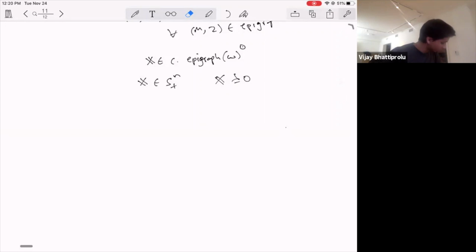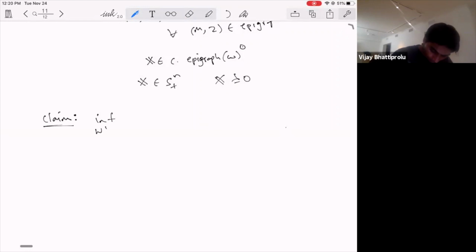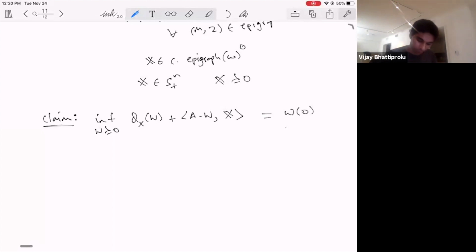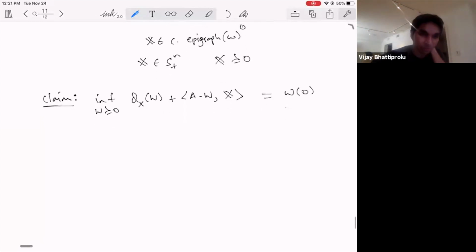The way we're going to show it is this. Claim: the infimum over PSD W of QX of W plus A minus W inner product bold X is equal to omega of 0. And I'll prove this claim below the fold, but first I will show how once we prove this claim, we are done.